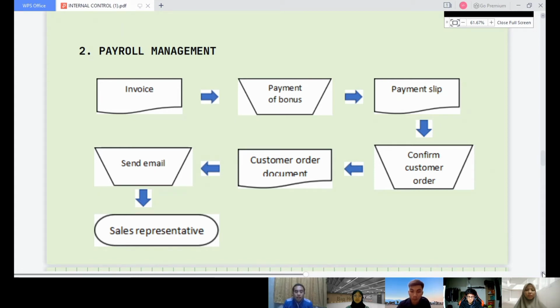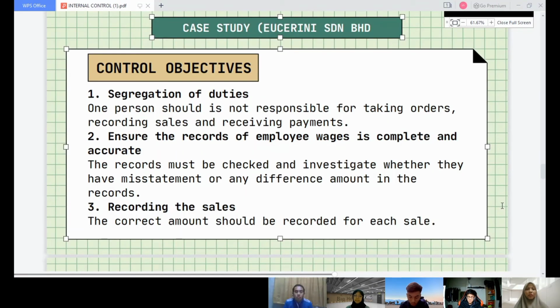Last but not least, it will be received by the sales representative as a notification. Based on the case study of Yusrini Sendirian Berhad, for the control objective, the first control objective is to segregate duties.